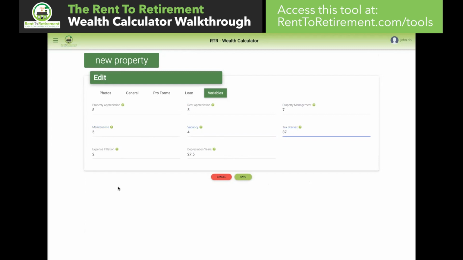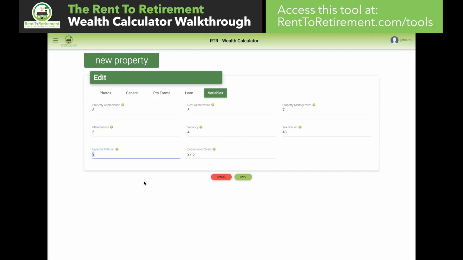Tax bracket, we'll put it somewhat realistic. This is federal. I would say too, if you have state income tax, you can also add that in here. There's a lot of states out there that's creeping up in state income tax. So we'll use a realistic example for where we're at.